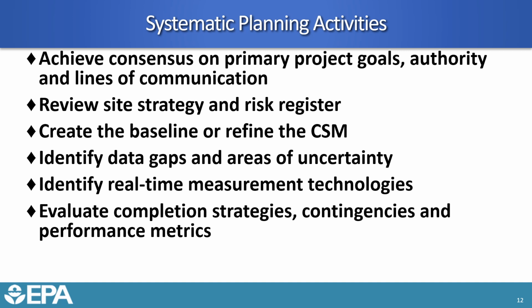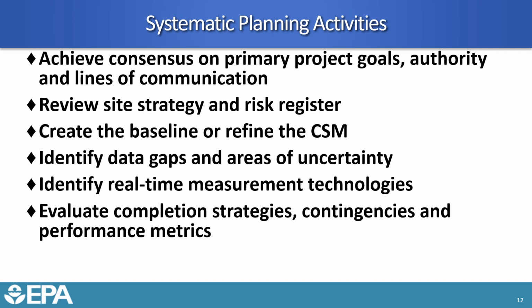Some of the systematic planning activities include achieving consensus on those preliminary project goals that we help develop during preliminary scoping, understanding what the authorities are, and getting an idea of what the lines of communication are between the stakeholders, the decision makers, the project team, and the field team.